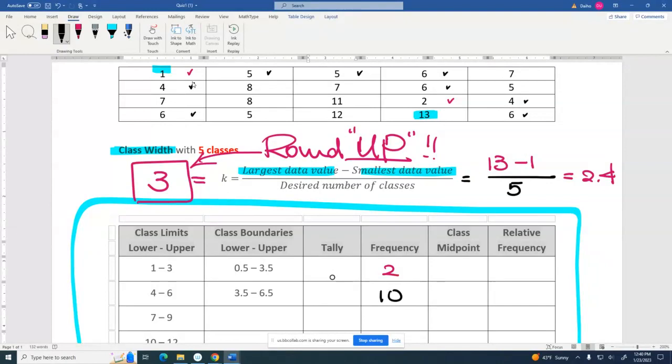You know the tally is the counting tool. It is not the frequency, right? I need the 2 and 10. You fill up the tallies, then figure out how many values there are between 1 to 3, 4 to 6, right?